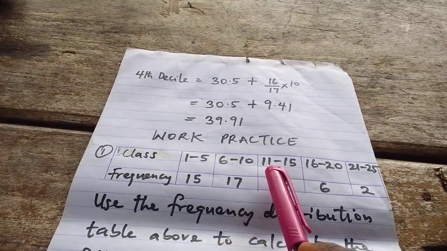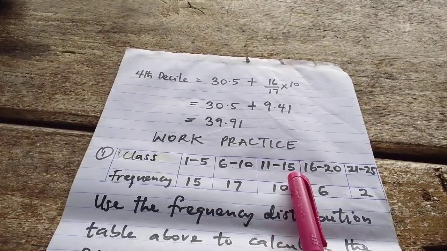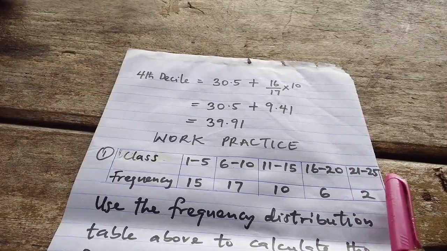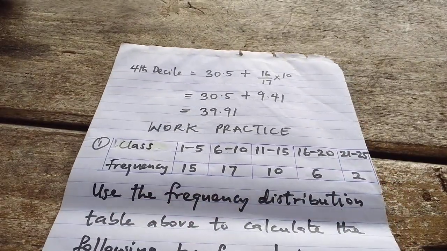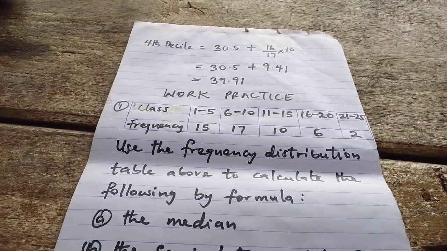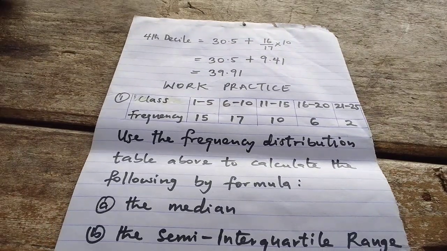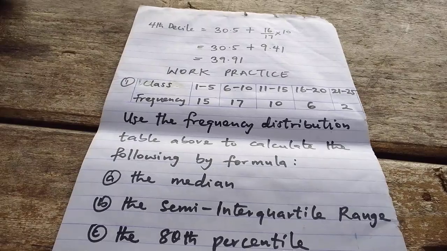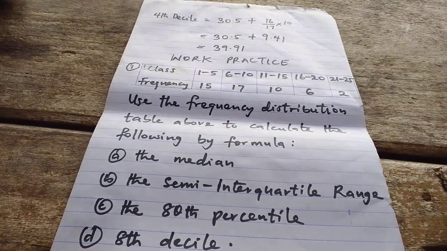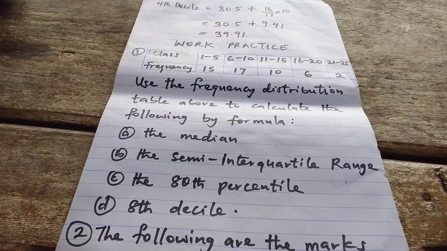So for the work practice, if they are having the class, this table: 1 to 5, 15; 6 to 10, we have 17; 11 to 15, we have 10; 16 to 20, and 21 to 25, 2. Use the frequency distribution table above to calculate the following by formula: the median, the semi-interquartile range, the 88th percentile, the 8th decile.